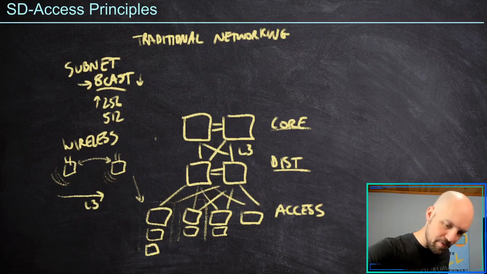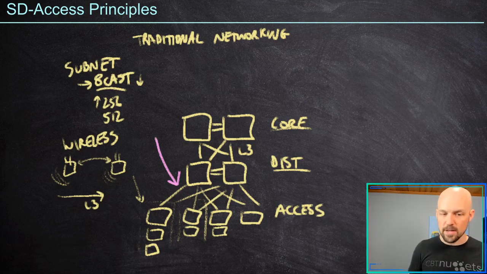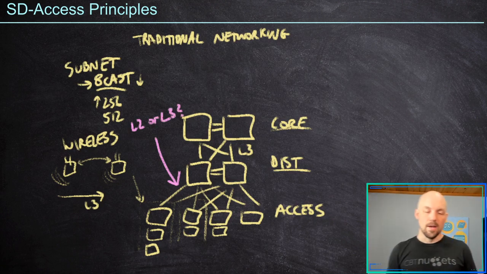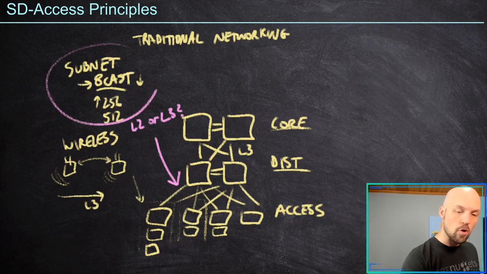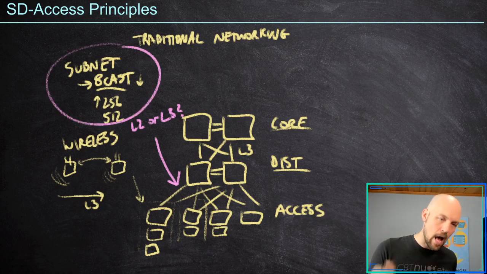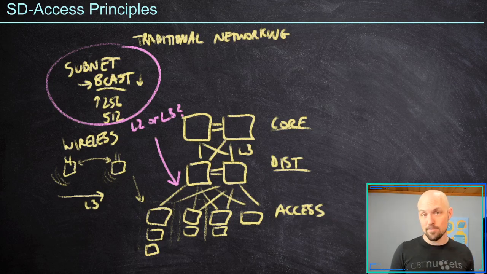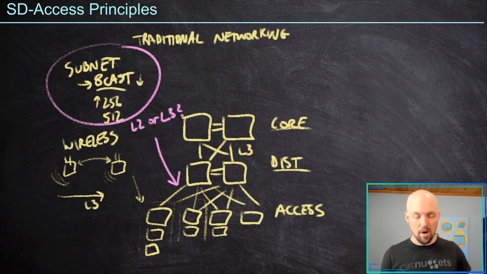We have to decide at this point right here, these connections between distribution and access layer, are those going to be layer 2 or are they going to be layer 3? Okay. If they are layer 2, then we can have total control over this scenario. We can decide how large to make each broadcast domain. We can decide how small to make each broadcast domain. We can make sure that everybody is able to communicate with each other within the same broadcast domain if possible.